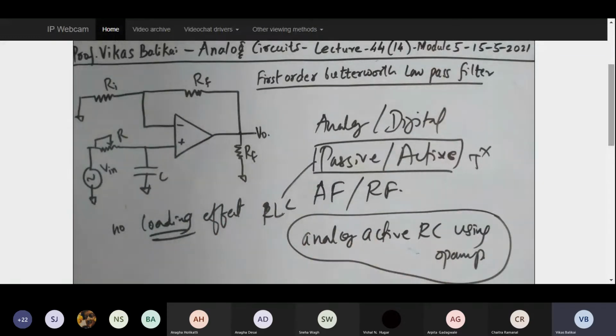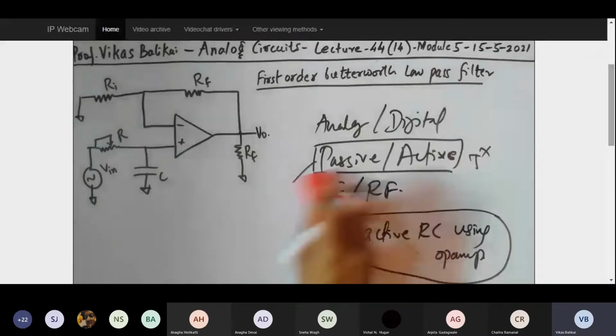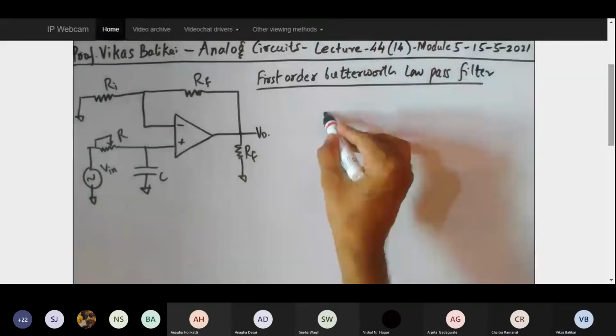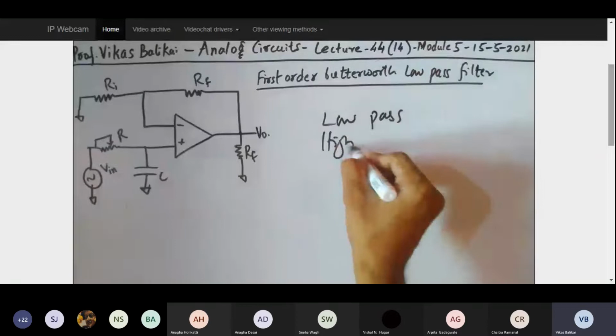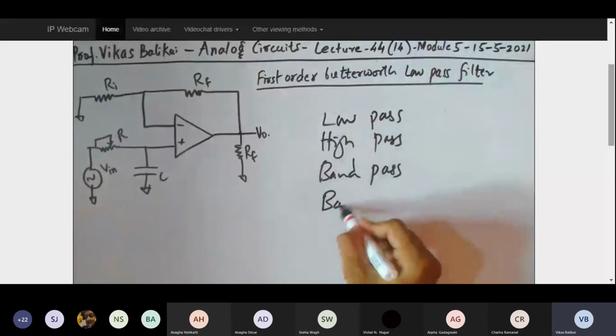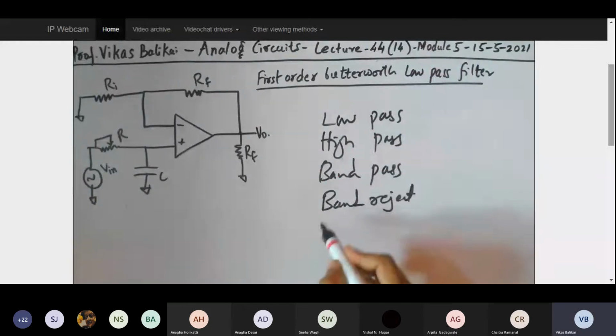And when I say loading effect, we need to know what exactly we mean by it. That I'll try to clarify in the subsequent classes. And cost-wise also, they're economical as compared to passive filters, and that's how we can summarize that active filters are better than passive filters. Some of the categories of active filters that we are going to learn henceforth would be the low pass filter, high pass filter, band pass filter, band reject filter, and all pass filter.